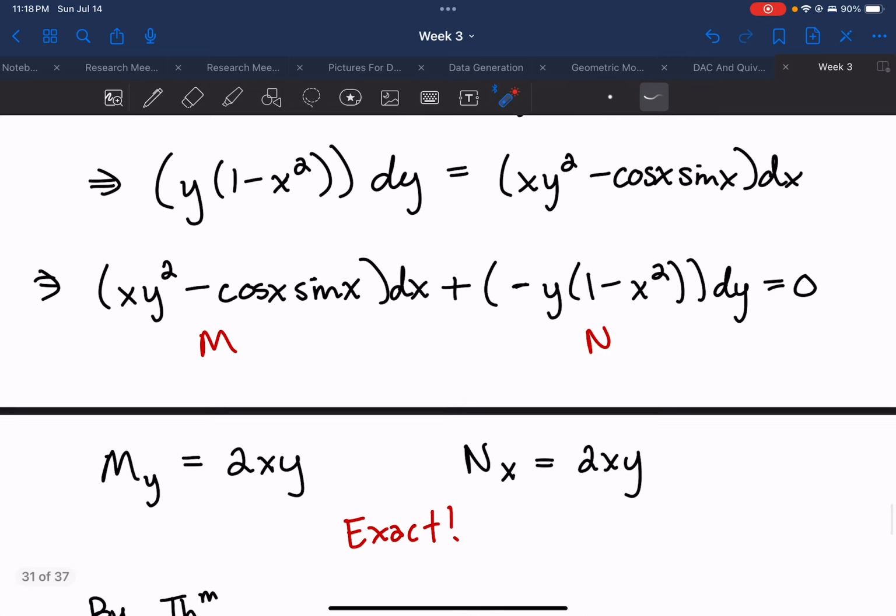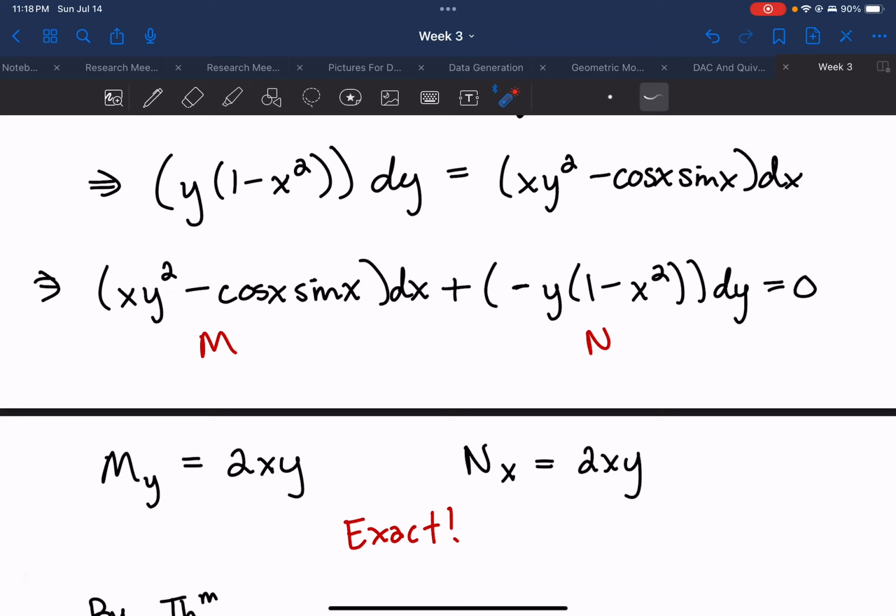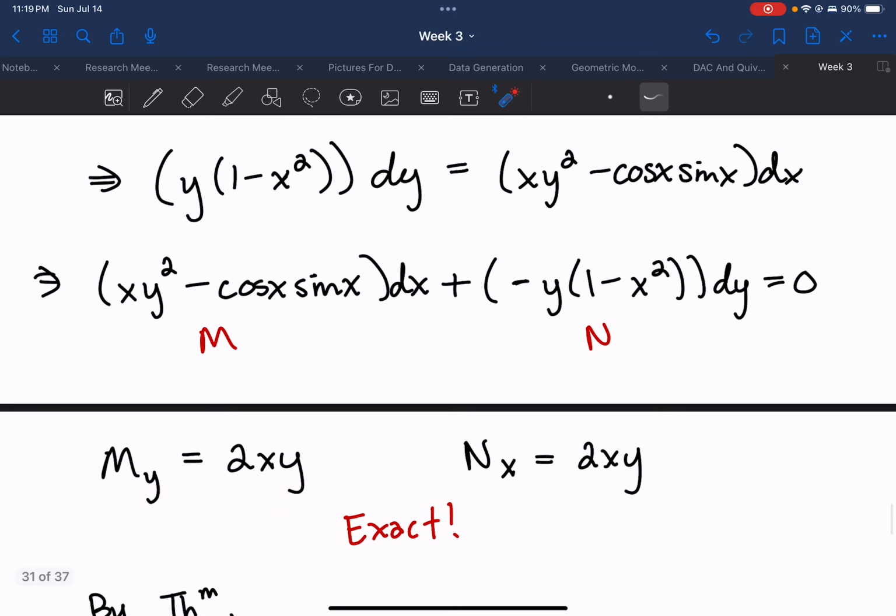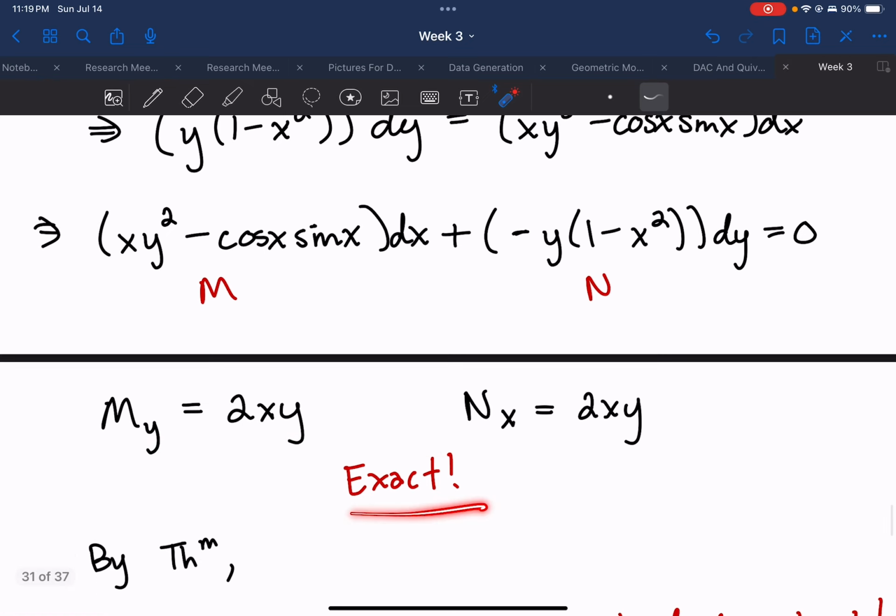That's what we check. Derivative dy: 2xy. This has no y's in it, it goes to 0. Derivative dx. You can check this for yourself, but taking the derivative dx, you get negative 2x here and negative y here, which gives you 2xy. And the cross partials are equal. Therefore, this is an exact equation.